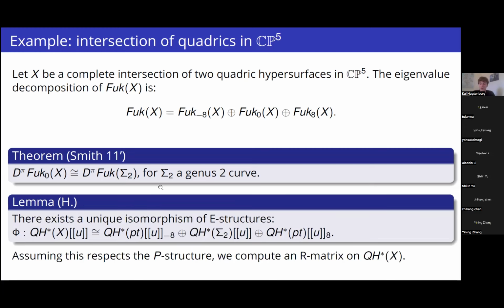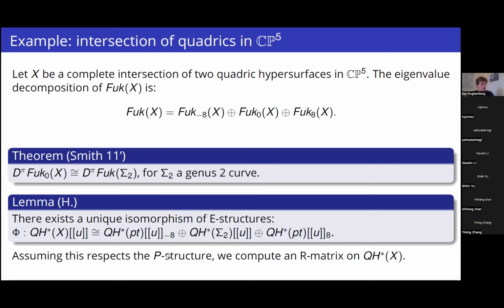And I show that, unfortunately, my technical assumptions don't hold in this setup, but I check directly that indeed there exists a unique isomorphism of E structures from the quantum E structure of the intersection of quadrics to the quantum E structure of a point, the quantum E structure of a genus 2 curve, and another summand, which is the quantum E structure of a point. And this -8 here corresponds to this -8, which you need to do some twisting, but let's not worry about that.